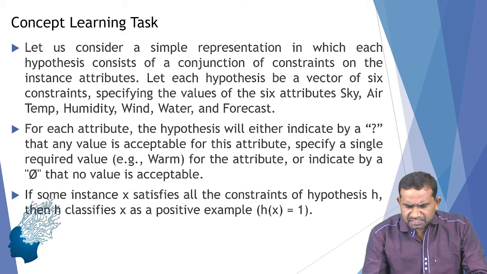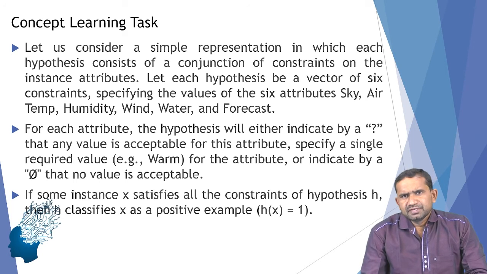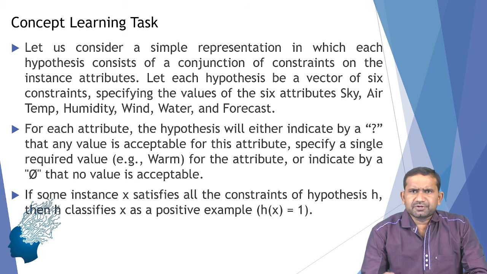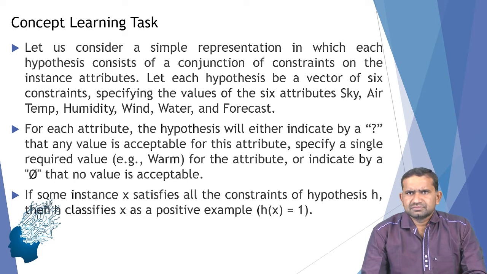An attribute value represented by a question mark is acceptable for any attribute value. It may be warm, rainy, sunny, cold, normal, or same. Any attribute value is accepted by the question mark, meaning there is no constraint on that attribute, because any value can be described, defined, or analyzed.